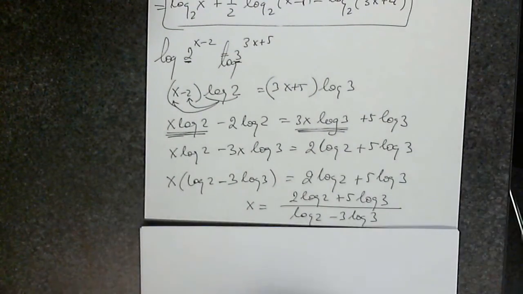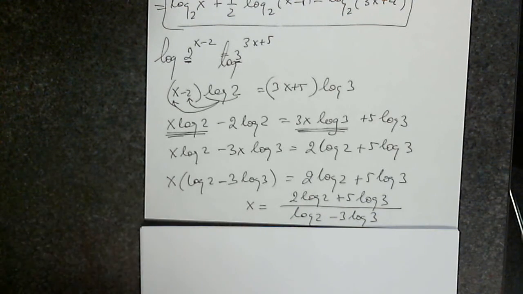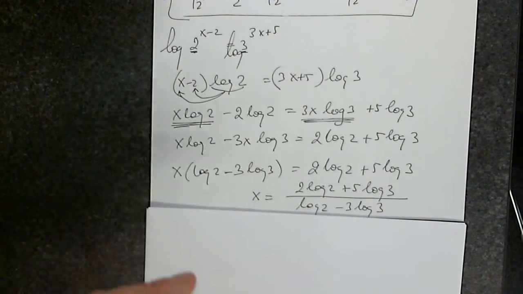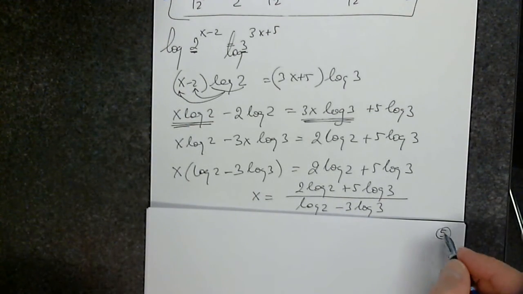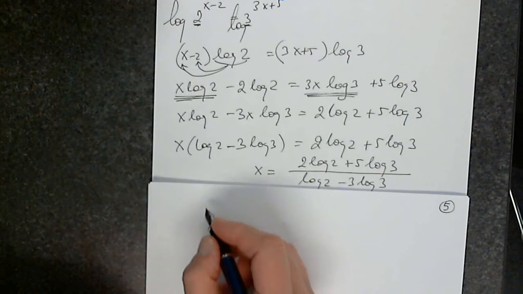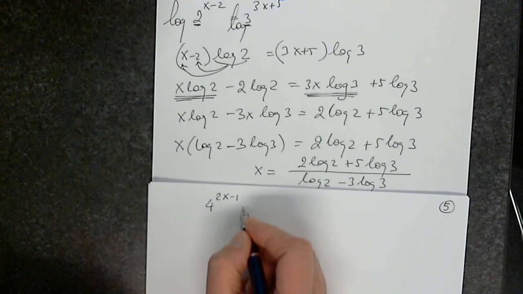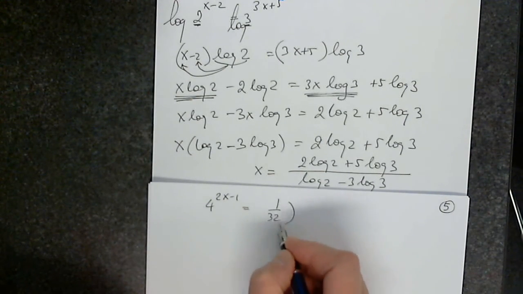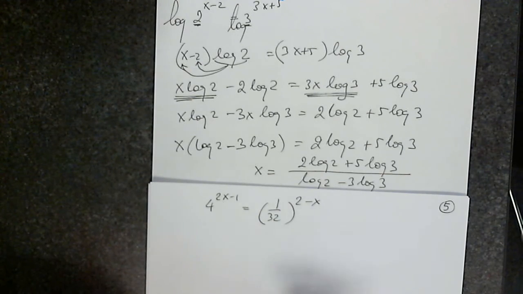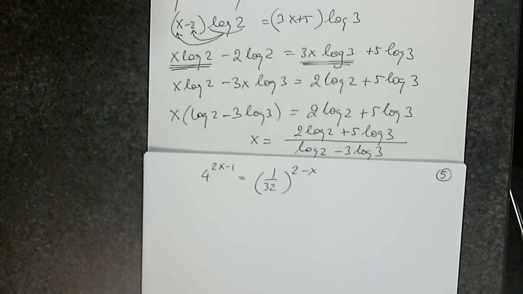If you redo your tests 3 times or so, you should be fine. You should have no difficulties on the final. I'm not going to invent anything, of course. Okay, 4 to 2x minus 1 equals 1 over 32 to 2 minus x. Can you use log? Yes. I don't recommend it. It's easier than that.